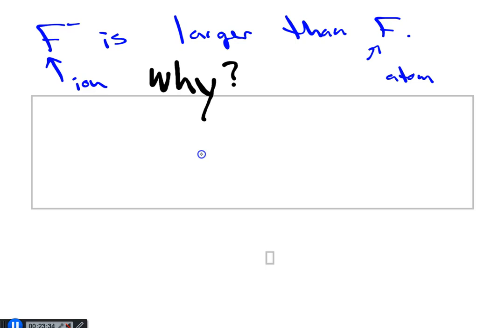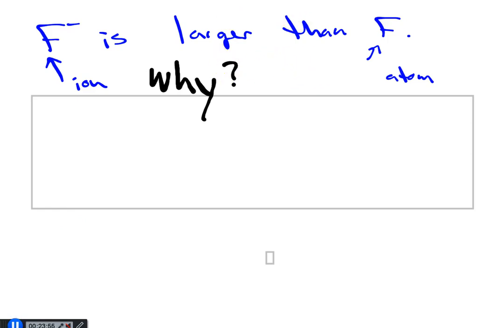Okay. Fluoride ion is larger than fluorine atom. Why? This is straight from the test. The atoms are different, but the explanation is exactly the same. Have a short conversation. Ready, go.